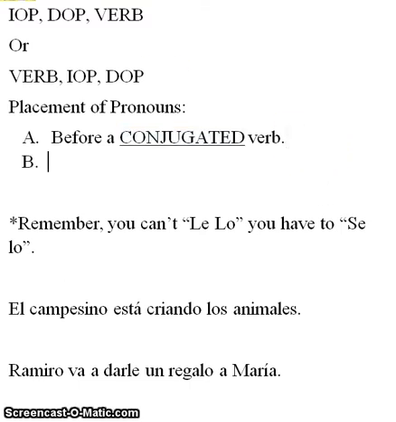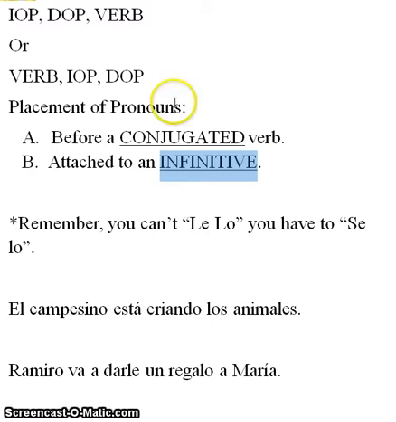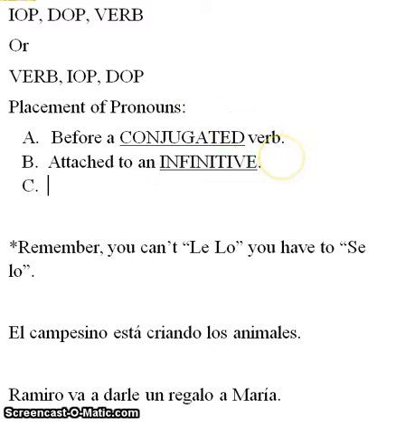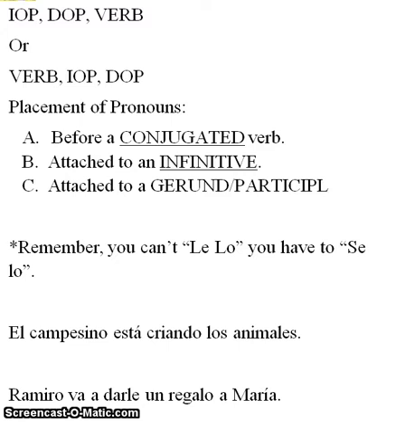Option B, they can be attached to an infinitive. Does everybody remember what an infinitive is? An infinitive is an unconjugated verb. So you can attach your pronouns to an infinitive. Option C is they can be attached to a gerund or a participle. Everybody remembers what a gerund or a participle is? Those are verbs that end in ing, which in Spanish the equivalent would be ando or yendo. So pick your spot.